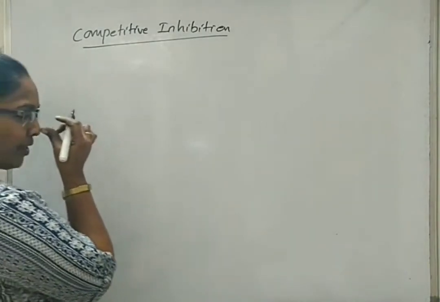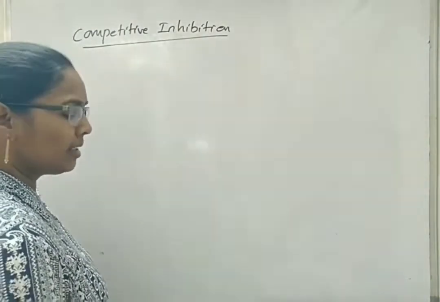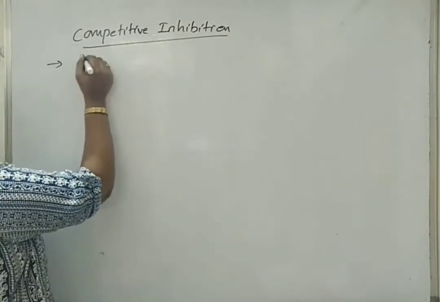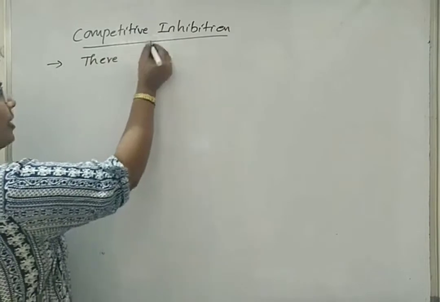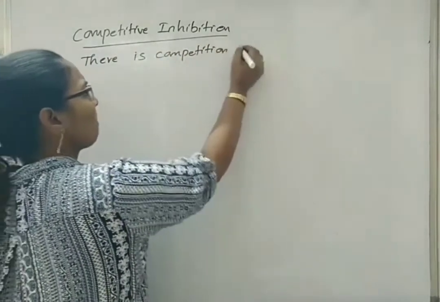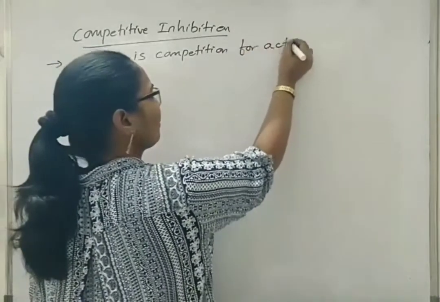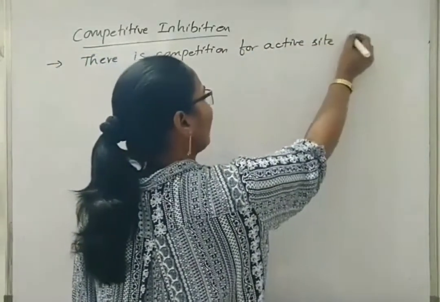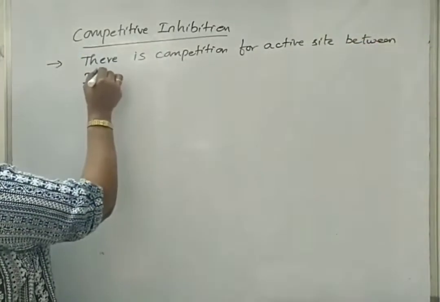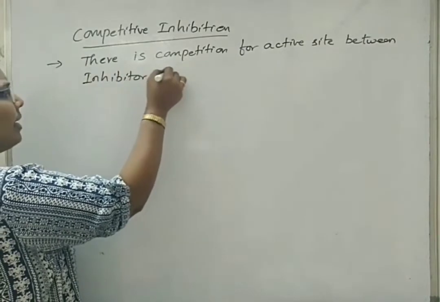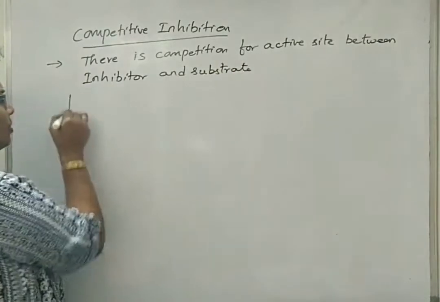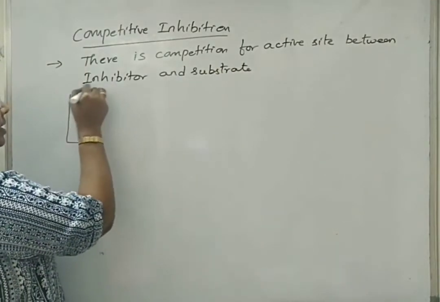So there is a competition for the active site between the inhibitor and the substrate. So under competitive inhibition, there is competition for the active site, and that competition is between inhibitor and substrate. So this one also we will explain in the form of a diagrammatic representation.